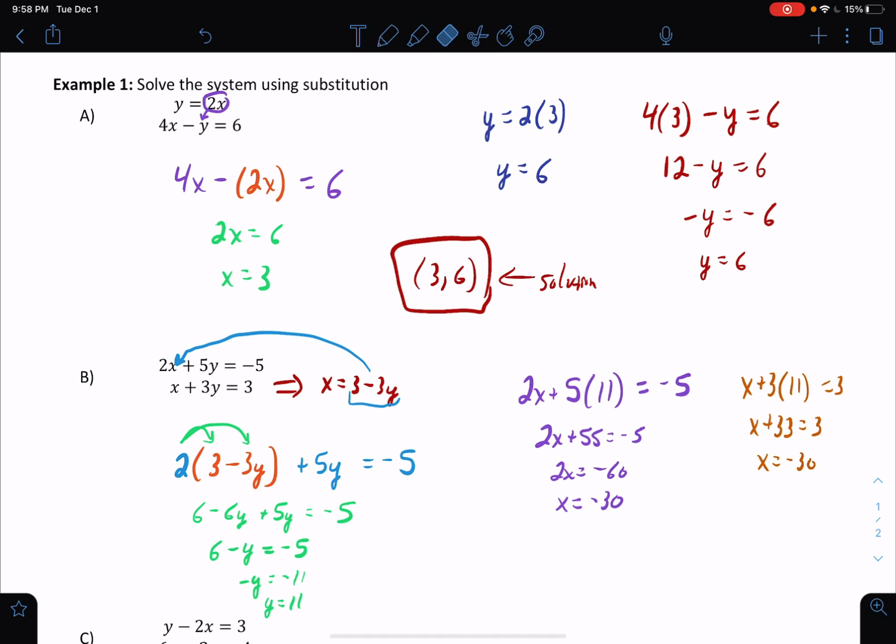The solution here, x coordinate, then y coordinate, so negative 30, 11. There's the solution to this system. Okay?